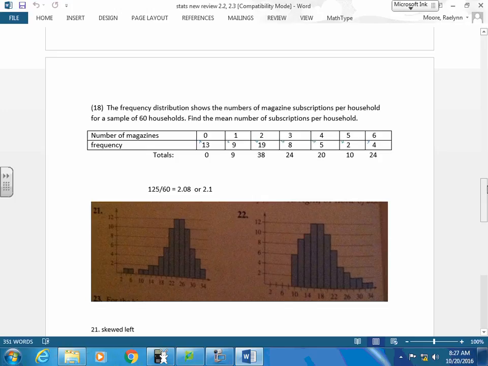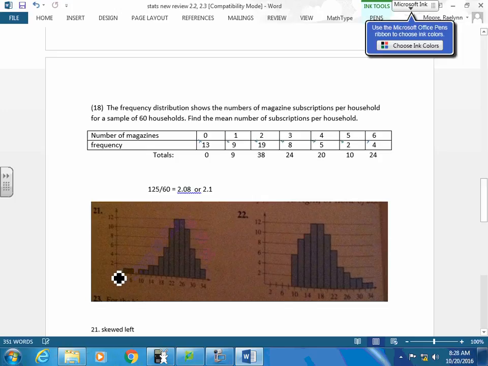Looking at this graph, which measure of central tendency would you use to represent the center of your data? Why? Because it has an outlier. Where's your outlier? It's to the left. Where's your tail then? Tail is to the left. The tail is to the left.